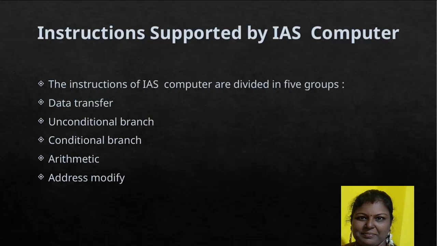The instructions used by the IAS computer fall into 5 main categories. First, data transfer, moving information around. Then, unconditional branch, jumping to a new instruction without conditions. Next, conditional branch, where the jump depends on a specific test. Arithmetic instructions handle calculations and number operations. Finally, address modify instructions adjust memory addresses, helping the computer navigate its data efficiently. These groups form the foundation of what the IAS computer can do.